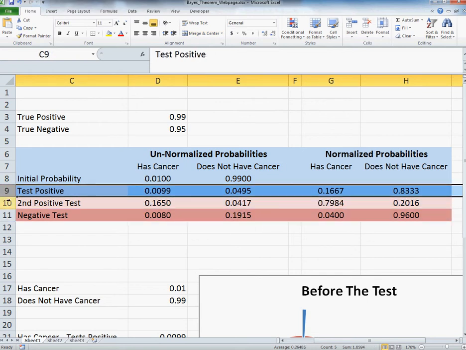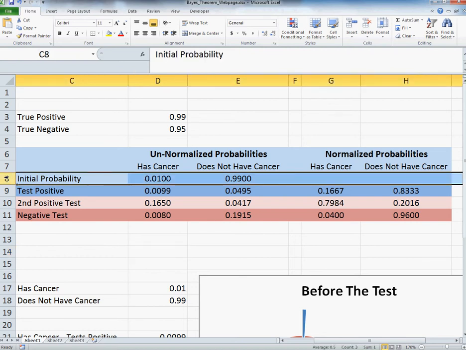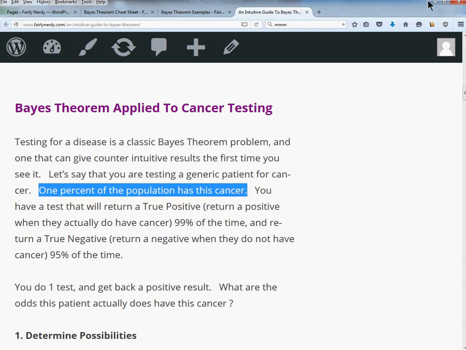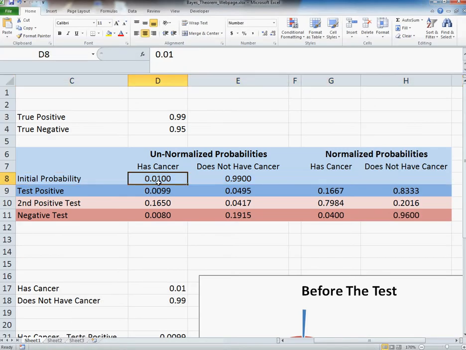I'm sorry, the first thing we need to do is estimate the initial probability. Since we just have a random patient, we think that the initial probability is going to match the probability of the population in general. We know that 1% of the population has cancer, so we think that this patient initially has a 1% chance of having cancer. If they don't even come in for the test, we'd guess that they have a 1% chance of having cancer, which means they have a 99% chance of not having cancer.